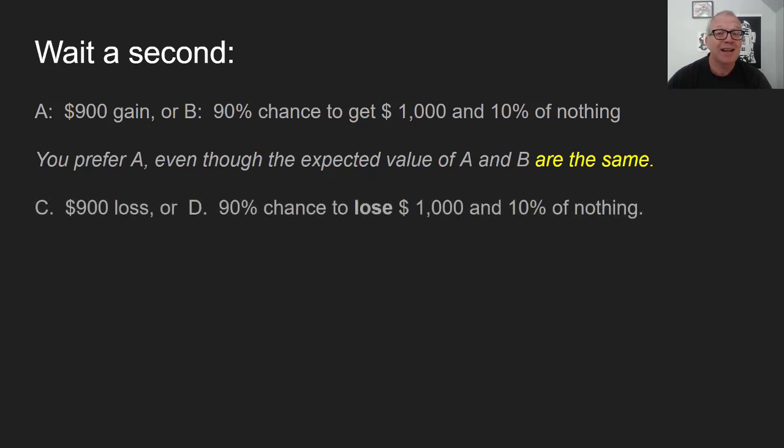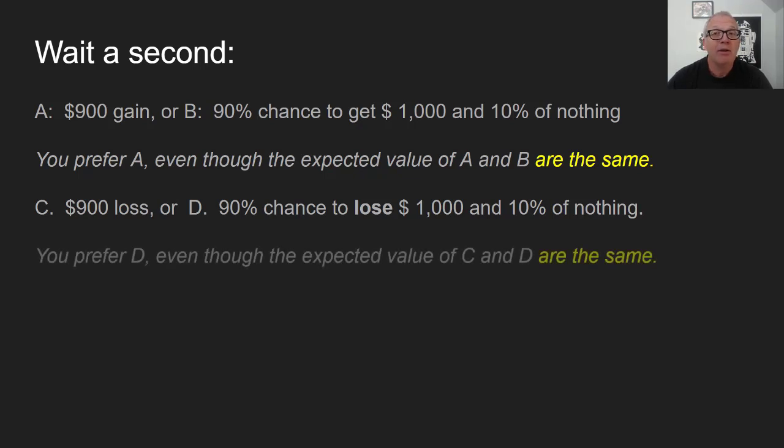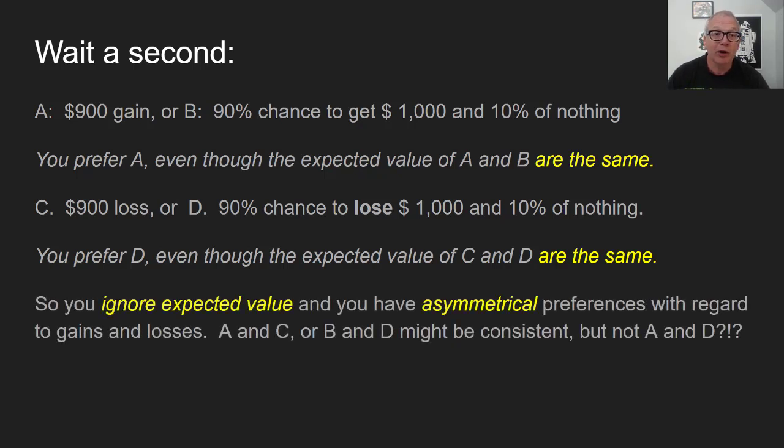Okay, that's the first point. The second point is that when we flipped the case to losses, so now we're facing a $900 loss for certain or a 90% chance to lose more, now you prefer D, even though the expected values of both of those are the same. So the first point is that you've got preferences in both of these cases, even though expected value says that they should be the same, and you've got a weird, apparently inconsistent set of preferences. So your intuitions ignore expected value in the first case, and you have asymmetric preferences with regard to gains and losses.